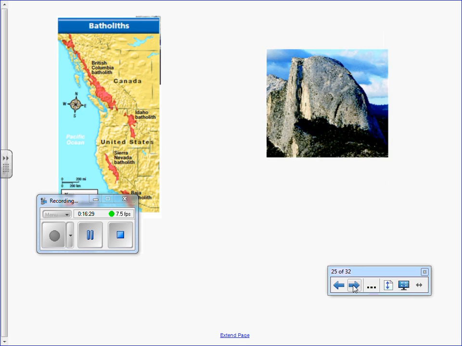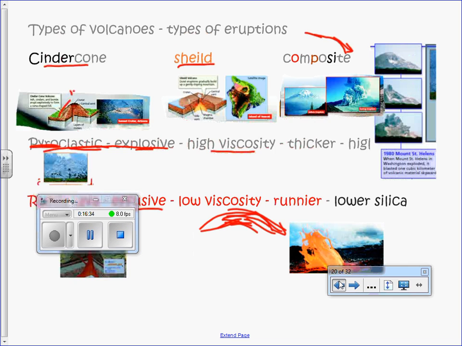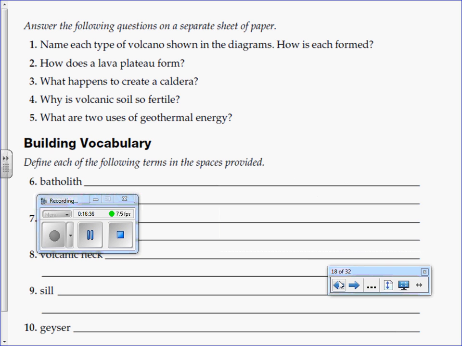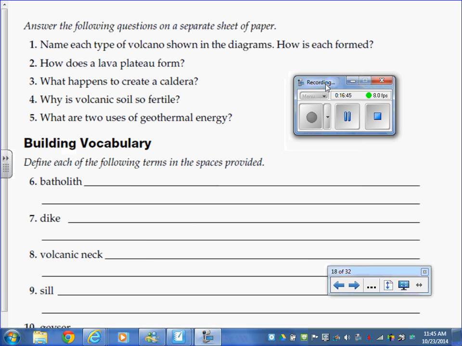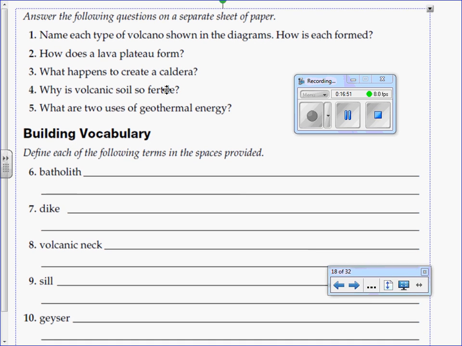Okay, I think we skipped something here. Let me go back because I wanted to get the other side of the worksheet before we did this. Here we go. Okay, so this is the second worksheet here, or the second side. Each type of volcano, we just did that. How does a lava plateau form? We just did that. What happens to create a caldera? Just did that.